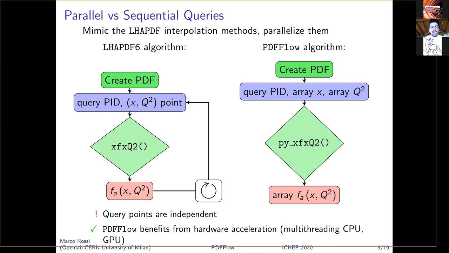We tried to redesign the LHAPDF 6 algorithm and present this PDFflow tool in order to speed up the entire PDF accessing process, querying not just points in the x, Q squared space, but arrays of different sizes. We have introduced this Python interface that returns an array of values of the PDF for the corresponding x, Q squared points. And this could really benefit from hardware acceleration, namely running this on multi-threading CPUs and graphics processing units.